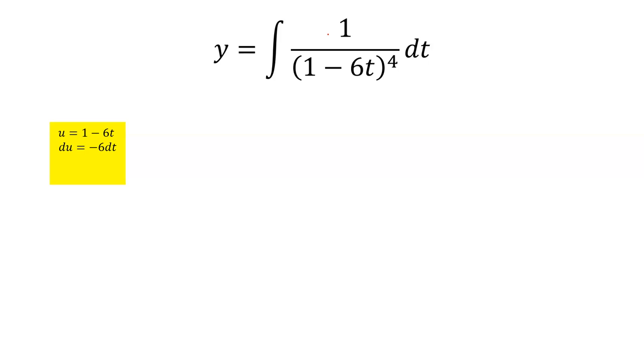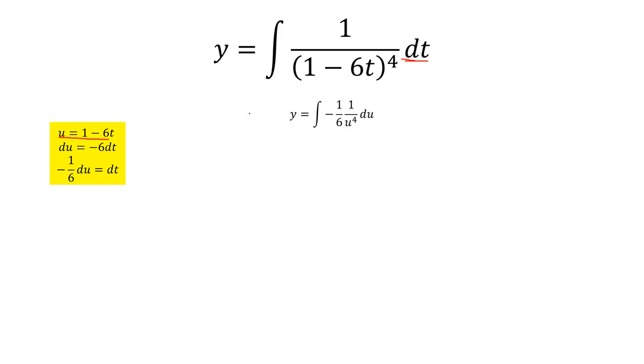Now we're going to have to divide both sides by negative 6 because we do have that constant. So 1/6 of du is equal to dt. So when we do the substitution, we're going to be substituting this for 1/6 of du, and this 1 minus 6t will become u. So now this is a lot easier to integrate.